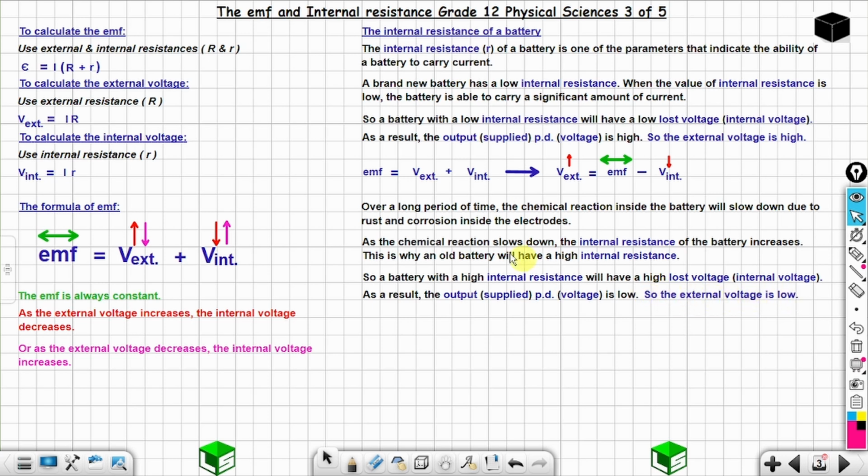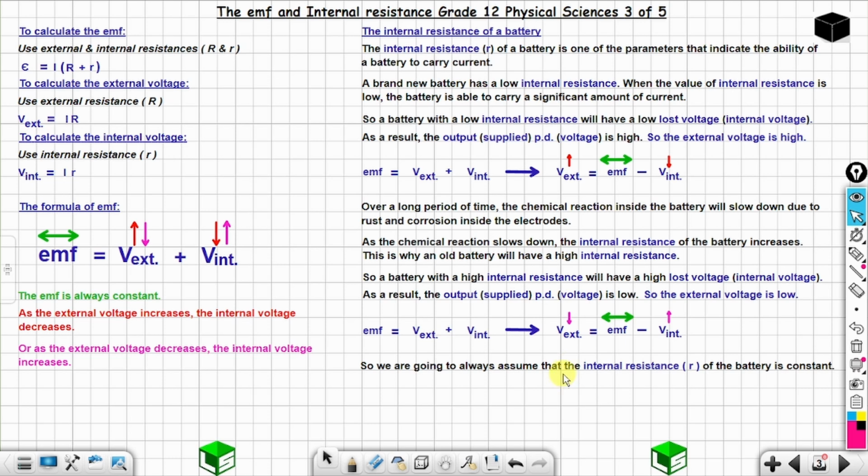Okay, let's understand this using the formula. From this, the external voltage is equal to EMF minus internal voltage. So EMF is always constant. Now you have a high lost voltage, a high internal voltage. Can you see you have a large number subtracted from the EMF? You are going to have a smaller number. We are going to always assume that the internal resistance of the battery is constant.